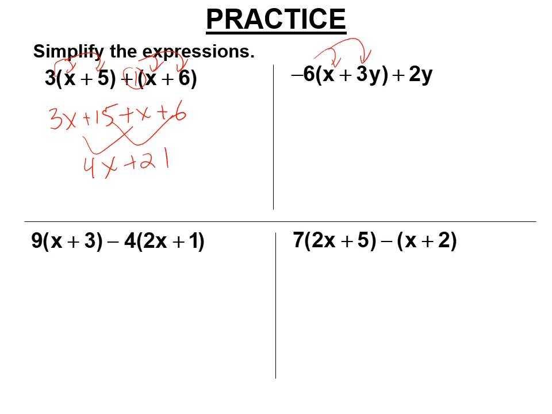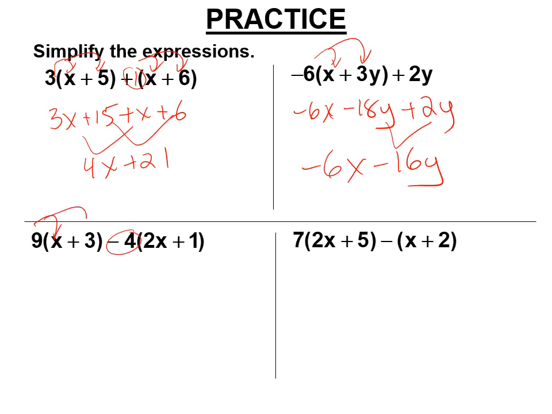Negative 6 times x is negative 6x. Negative 6 times 3y, negative 18y. Don't multiply the 2y. It's not in any parentheses. Negative 6x minus 18y plus 2y. So there's the like terms. Negative 18y plus 2y is negative 16y, and that becomes minus 16y.